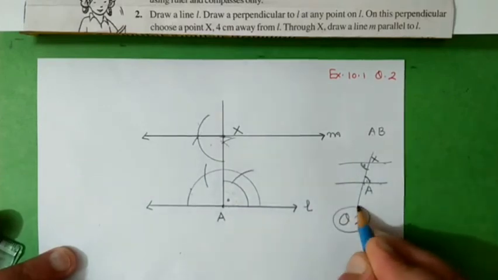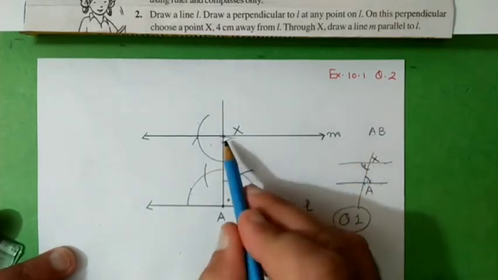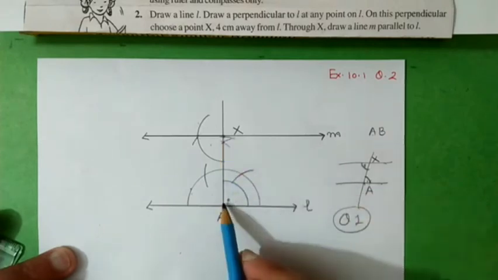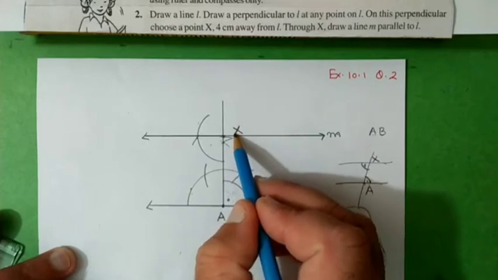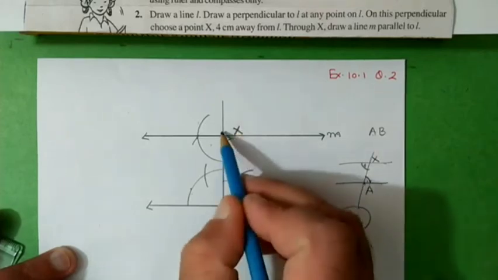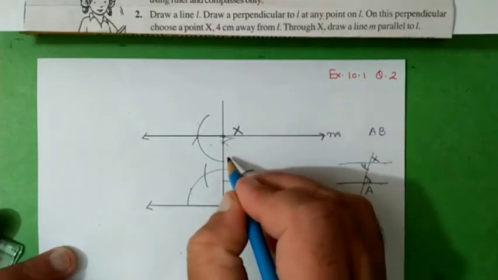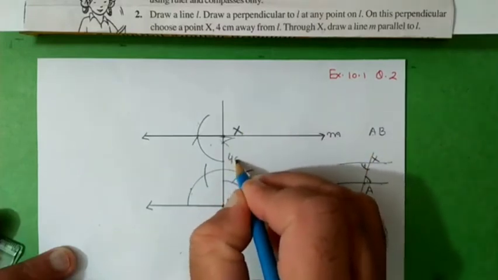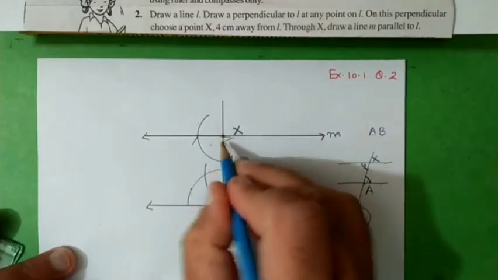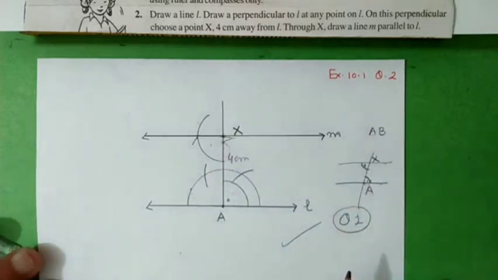So as in question 1, we have to draw this parallel line. So we construct the parallel line from point X, which is perpendicular to the point A on L. So dear students, look carefully, this distance is 4 cm that we have to mention here.